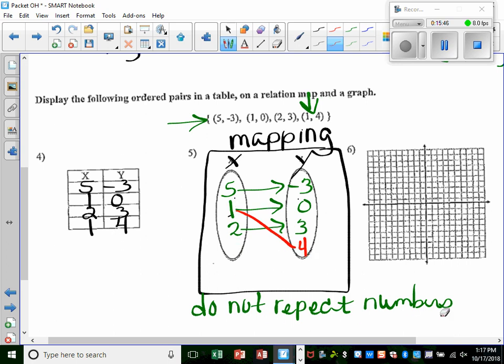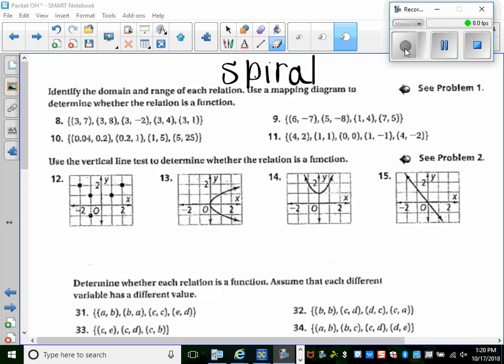You don't repeat. Again, you're not repeating numbers. Even if the repeated number was in the Y column, you would not repeat any numbers at all. Okay, so that's why I put that little note there, so you'll remember, do not repeat. Now, you can go ahead and plot it on the graph. I'm not going to do that part, so go ahead and plot those 4 points.